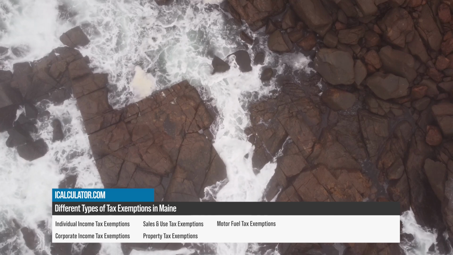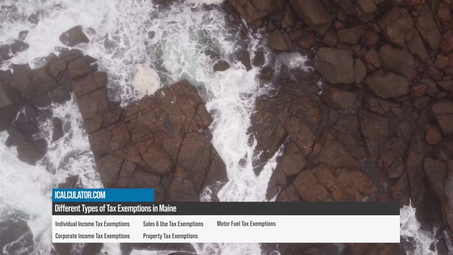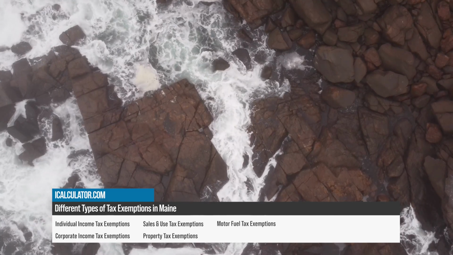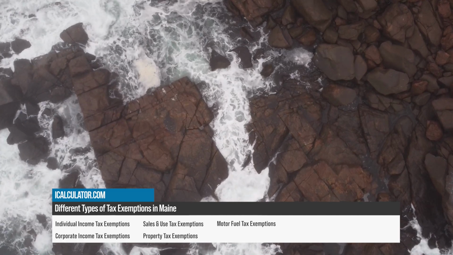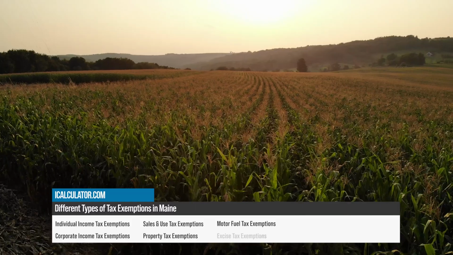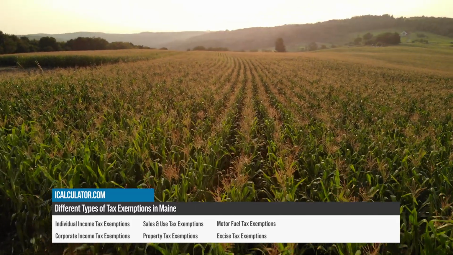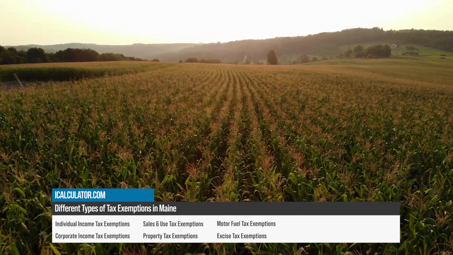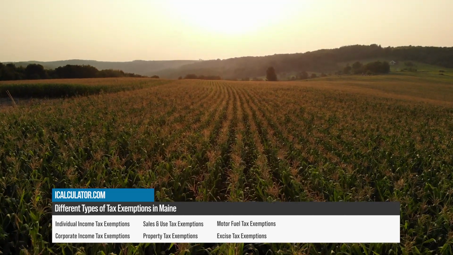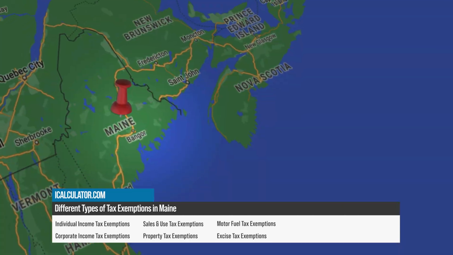Motor fuel tax exemptions. Exemptions include fuel used for agricultural purposes, fuel used by government entities, and fuel used by certain mass transit systems. Excise tax exemptions. Exemptions vary depending on the specific excise tax, but may include sales to government entities or sales for export outside the state.